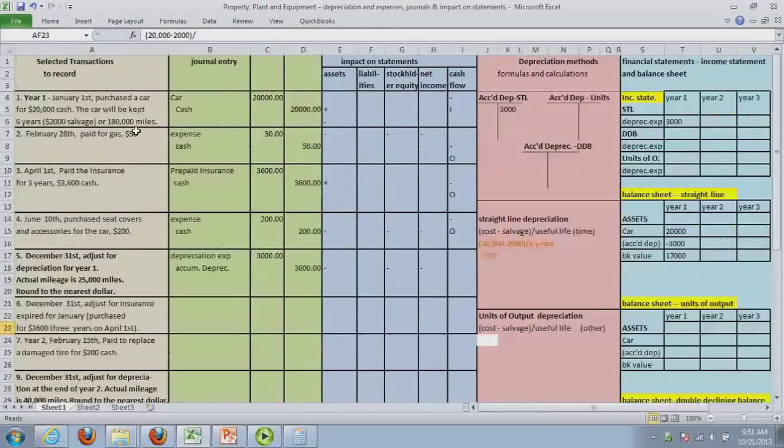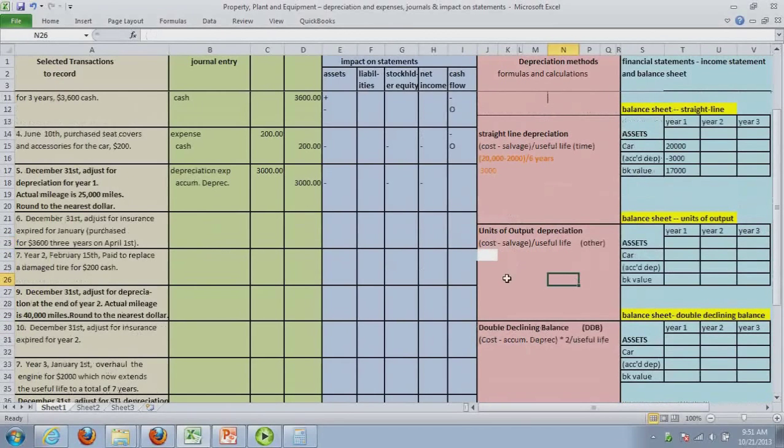180,000 miles. So this is the activity other than time that we're going to use. So 20,000 minus 2, which is the salvage, divided by 180,000 miles. And we have a rate.